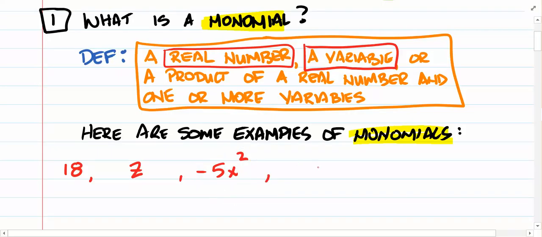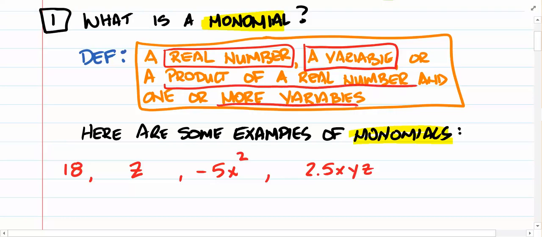Here's one more example. 2.5xyz. This is a monomial because the 2.5 is a real number, x is a variable, y is a variable, z is a variable, and we are multiplying all those together. That's what we mean by a product of real numbers and more than one variable. So hopefully we now know what a monomial is.